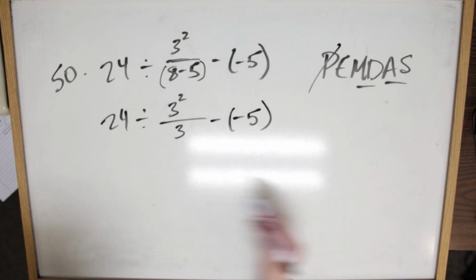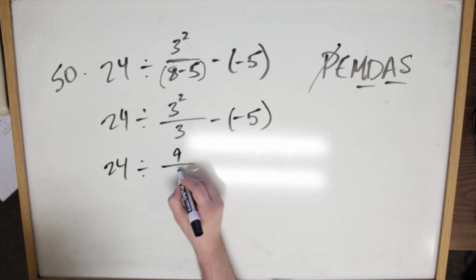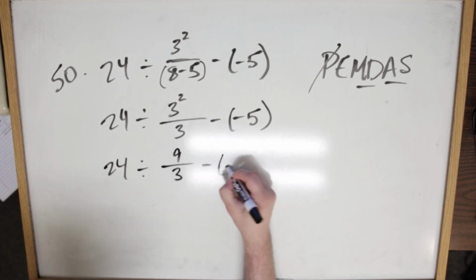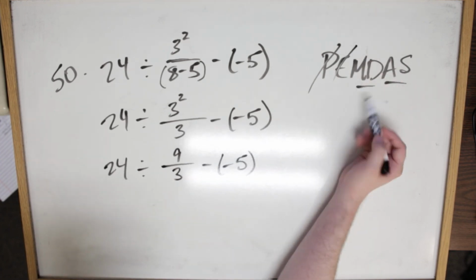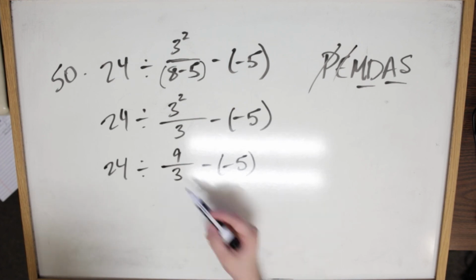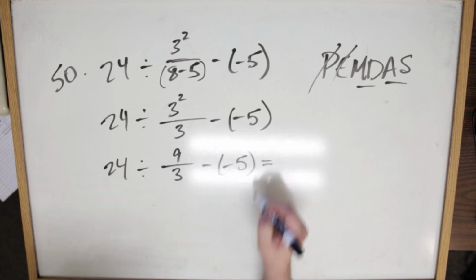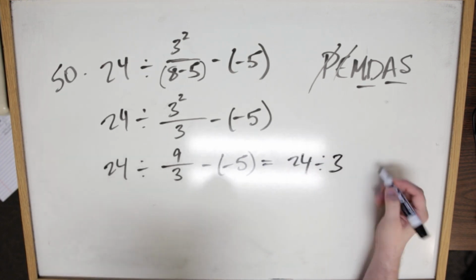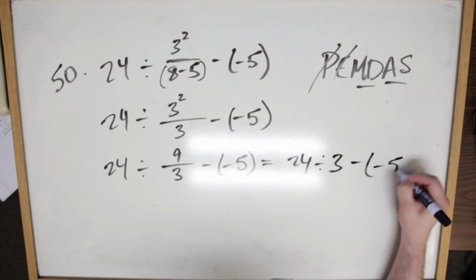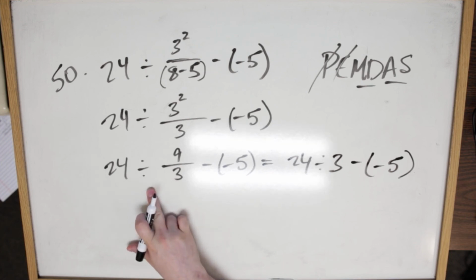Let's move on to exponents. 24 divided by 3 squared is 9, all over 3, minus a minus 5. That's gone. Multiplication and division. First, before we do that, let's simplify this. It can actually be simplified. 9 divided by 3 is literally just 3. So 24 divided by 3 minus a minus 5. And that is a lot easier to deal with than this.